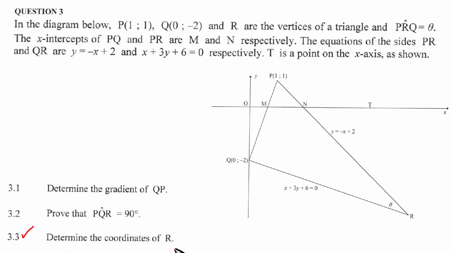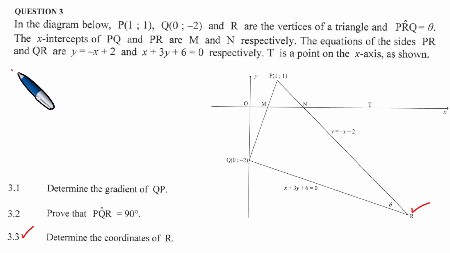Determine the coordinates of R. Now, to determine the coordinates of R, there are a couple of things that are very important for us to consider. Where is R? It's this one. What are the coordinates of R, and how would you find them? What do we know about R? R is nothing other than a point of intersection.